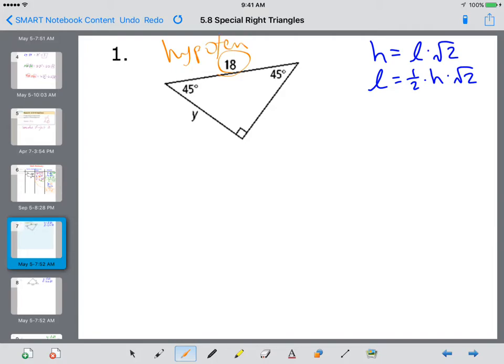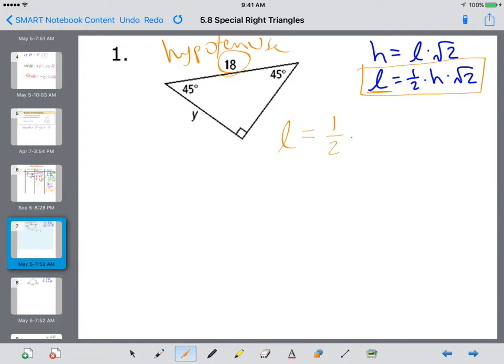Therefore, we want to find the leg. Whatever we're trying to find, that's the equation we need. To find the leg, we need to use the equation with the leg out front. That little lowercase l, that's what that represents. So each leg is half the hypotenuse.